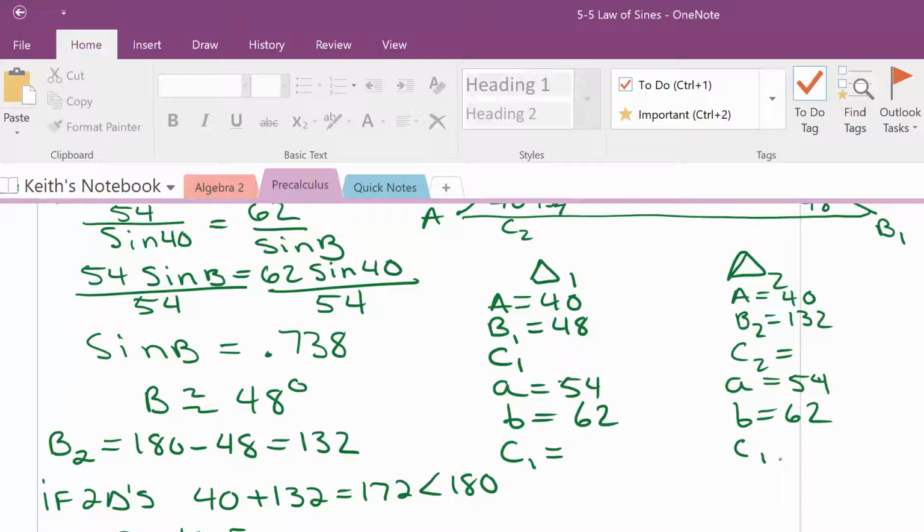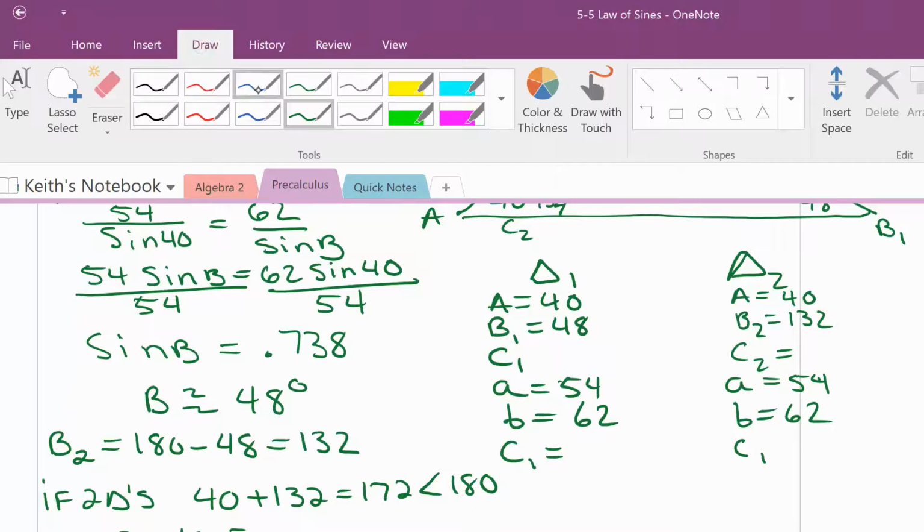Well, finding the angle C's is the easiest one because you can go 180 minus, in this case, 88, which gives you the first angle C is 92 degrees. And in the second triangle, 180 minus 172 gives you that the second C angle is 8 degrees.